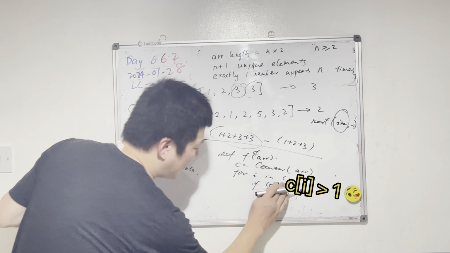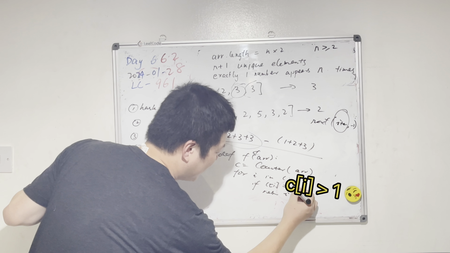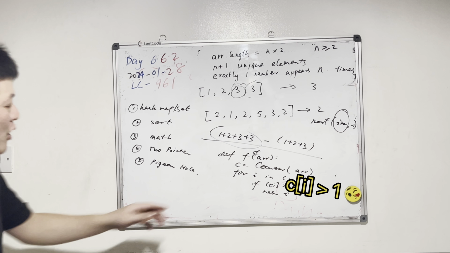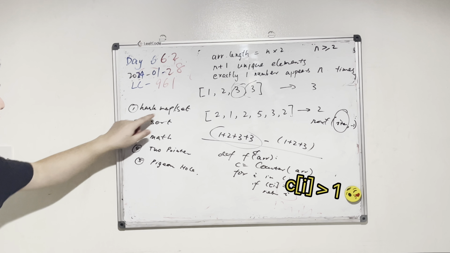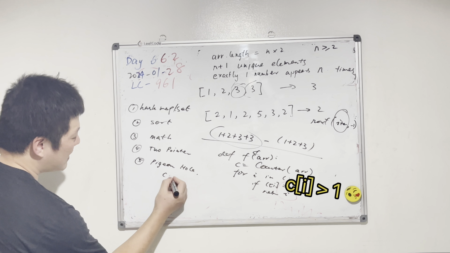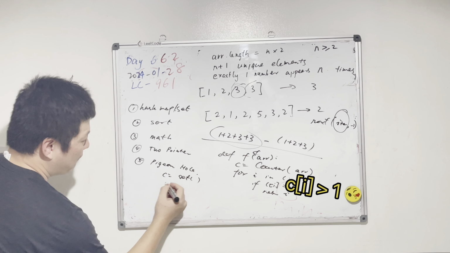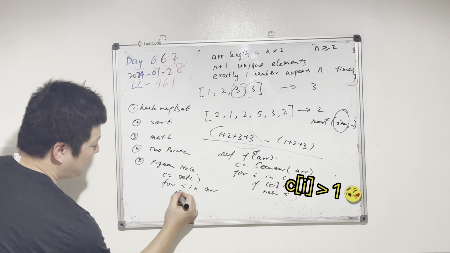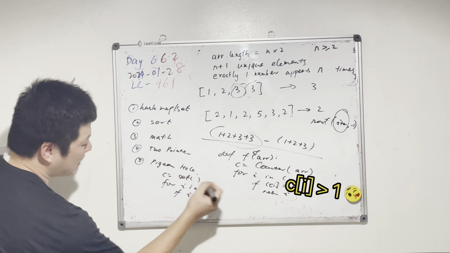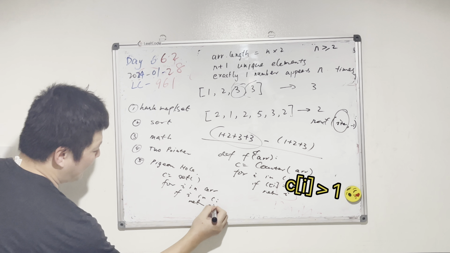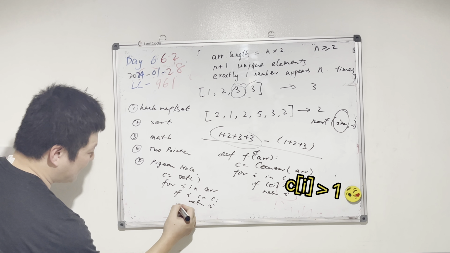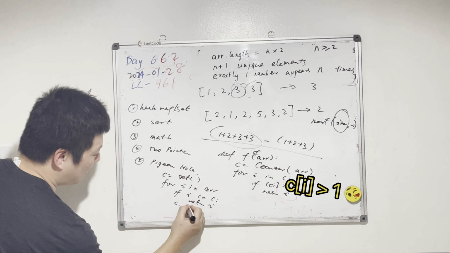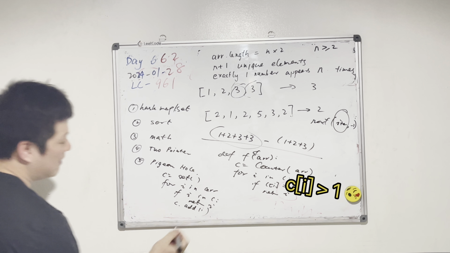C[I] is actually, we can set it equal to n. This is a more exact match. Or we can use the hash set. C equals set. For I in array, if I in C, we have seen it before, then return I. Otherwise, we just add it: C.add(I).